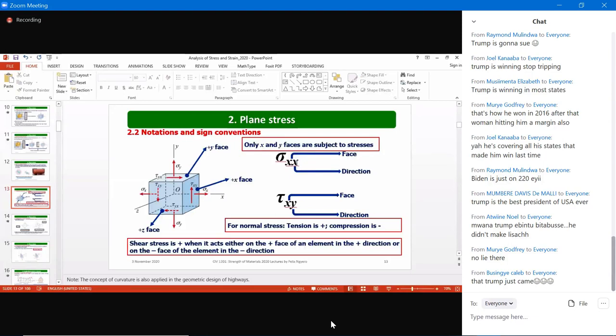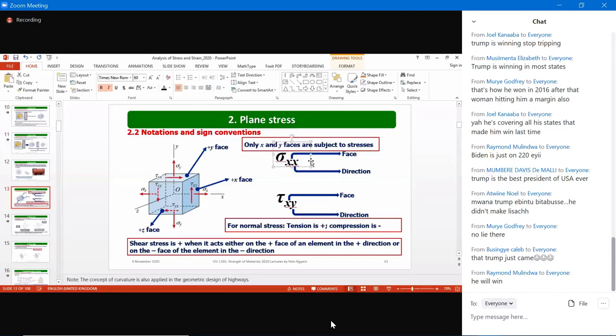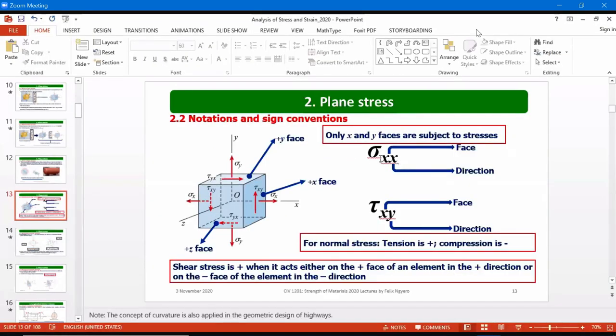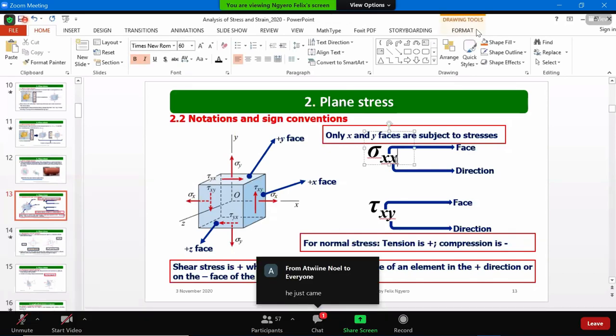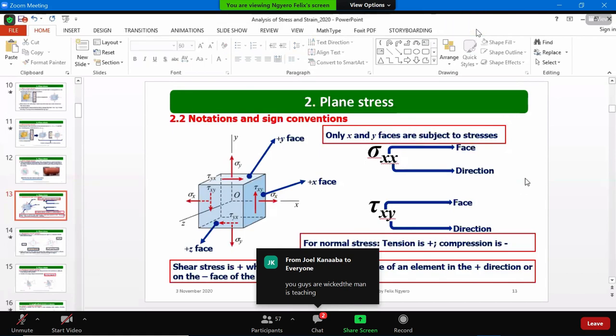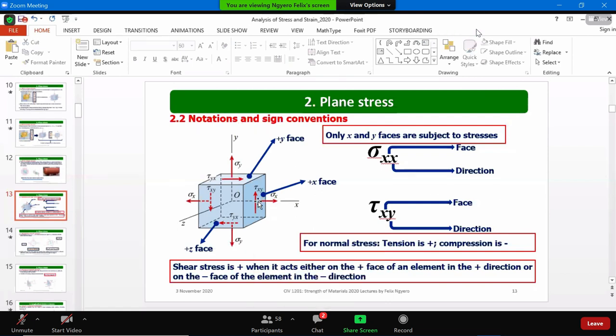Elsewhere, in some books or references, they use the double subscript notation for normal stresses, so you find the normal stress denoted as sigma x x. In that case, the first subscript denotes the face on which the stress acts, and the second subscript denotes the direction of the stress. So if we used sigma x x on this element, it would mean the normal stress sigma x is acting on the x face in the x direction.